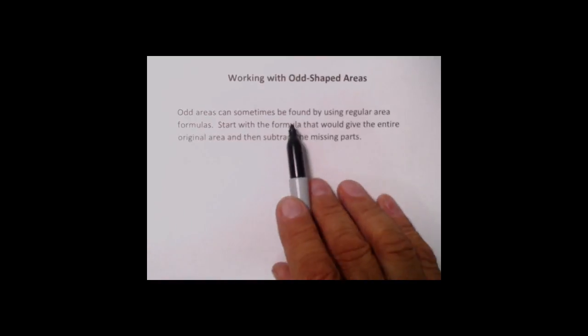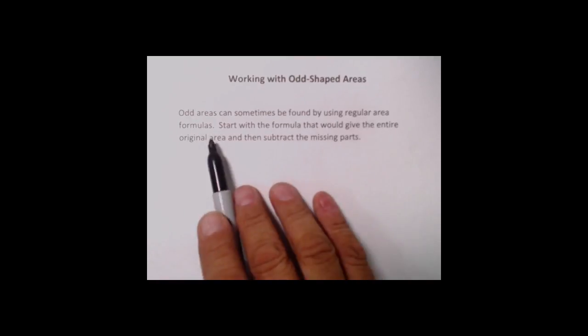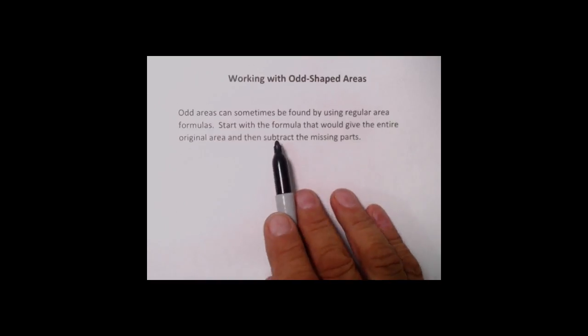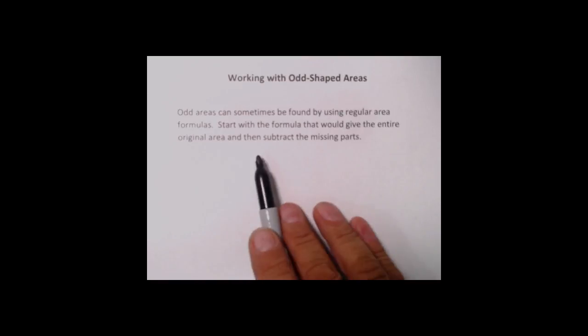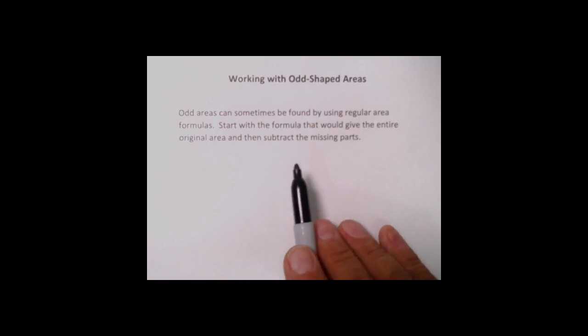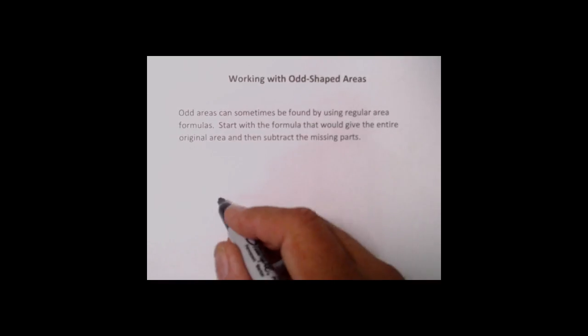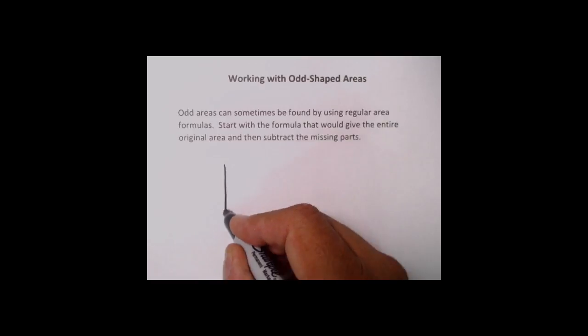Let's give you an idea of what we're talking about here. Odd areas can sometimes be found by using regular area formulas. We mean, a rectangle's area equals length times width, a triangle's area equals 1/2 base times height, those types of things. Now what you do is start with a formula that would give the entire original area and then subtract the missing parts. Let's give you an example here.